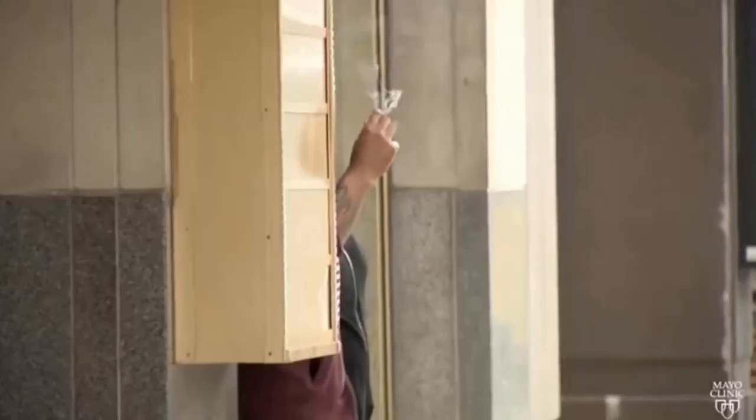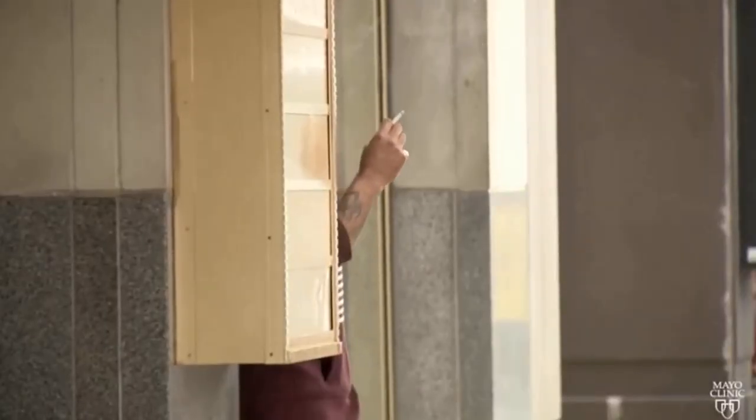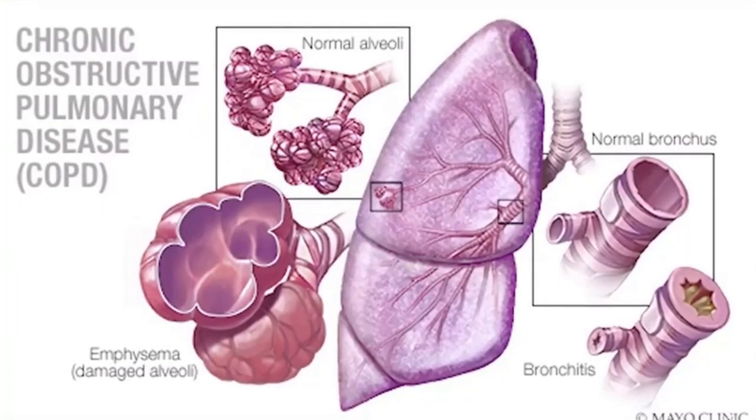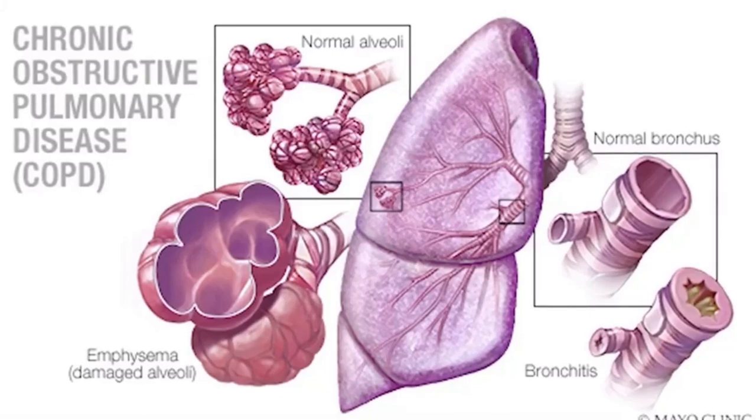How much do you actually know about the most common smoking-related disease? Chronic obstructive pulmonary disease, or COPD. It's a disease of the airways that causes obstruction to airflow and causes difficulty breathing. So shortness of breath is the most common symptom, along with cough and sputum production.